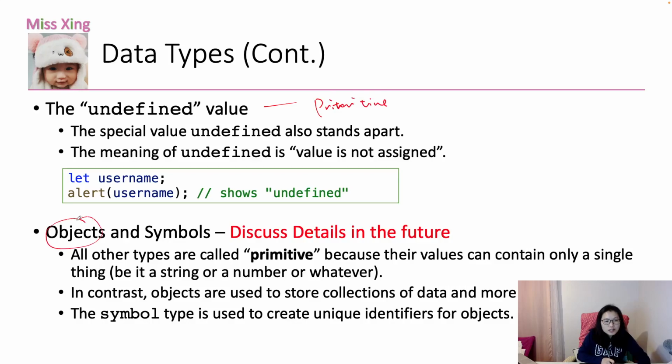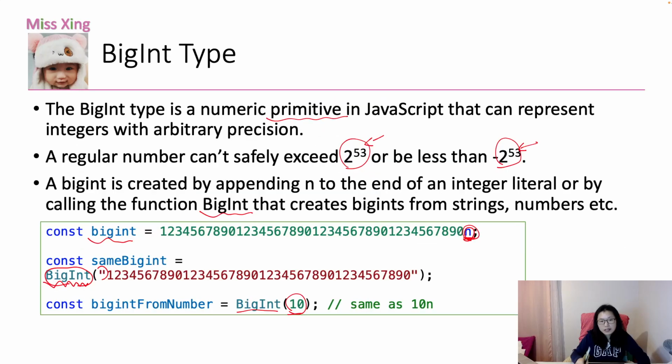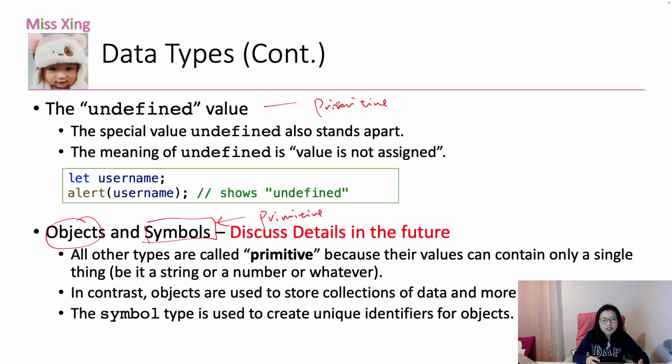Object is not primitive. Actually, symbol is also a primitive if we categorize. And the last one, BigInt, is also primitive. Primitive means only represent a single value, but objects represent a collection of values. Okay, we will see that in the future.